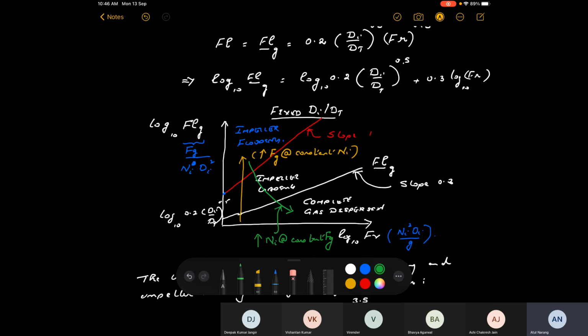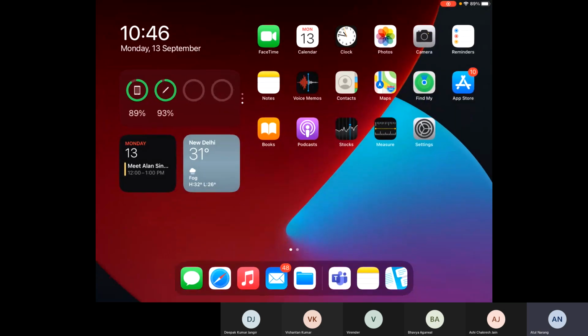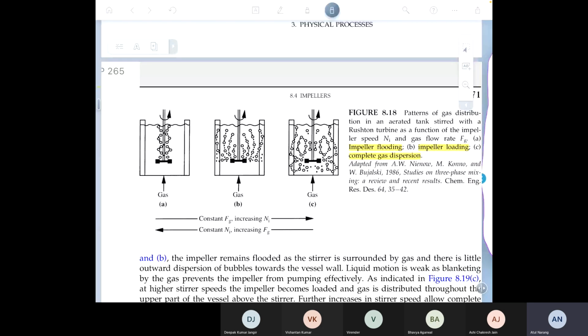So when you increase n sub I at constant f sub g, you move from impeller flooding to complete gas dispersion. So you can compare that with the pictures that I just showed. Increasing n sub I at constant f sub g, that is this picture here, you're moving from left to right. Constant n sub I, increasing f sub g, moving to the left.